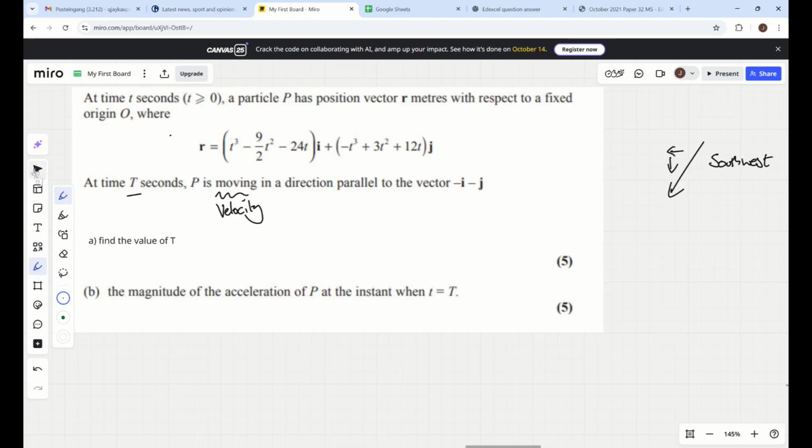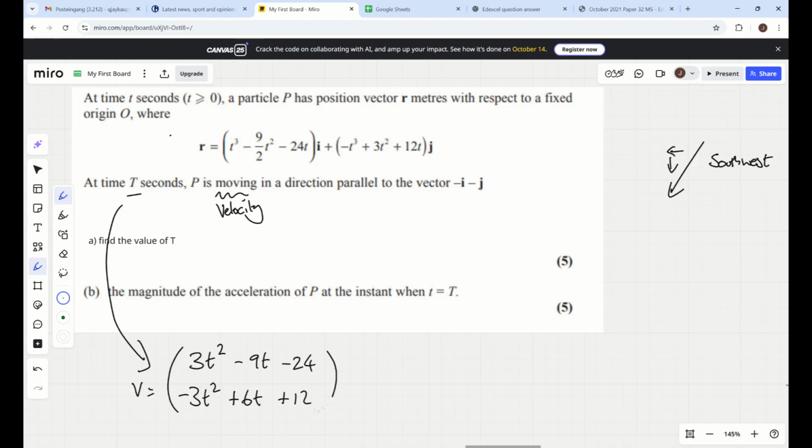Let's have a go at doing this approach. So the first thing I'm going to do is differentiate, which should give me 3t squared minus 9t minus 24. And then on this one here, it's going to be minus 3t squared plus 6t plus 12. Okay, so that's what the velocity equals, and you get some credit just for doing that.